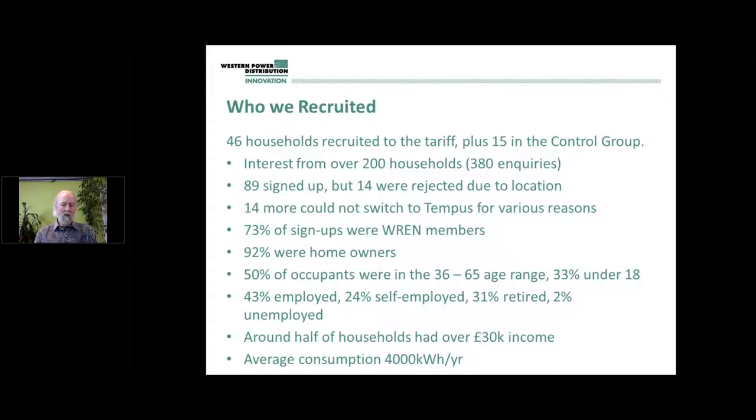Around half the households had over £30,000 of annual income. So this isn't necessarily the top salary in the household, it's the total household income. And the average consumption of the participants was around 4,000 kilowatt hours a year, which is not far away from the national average.